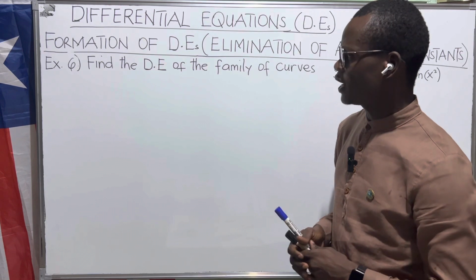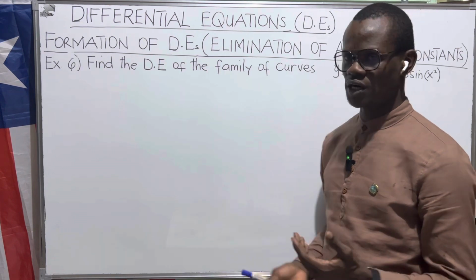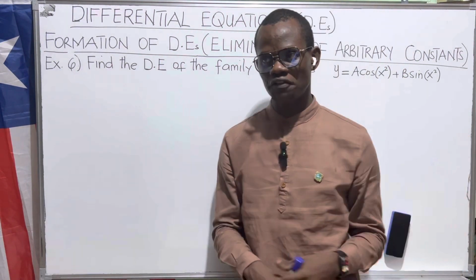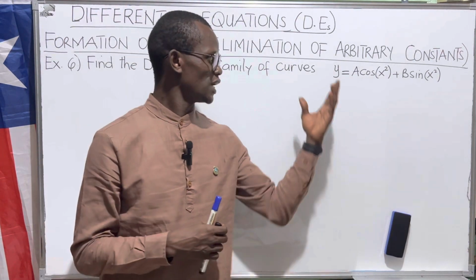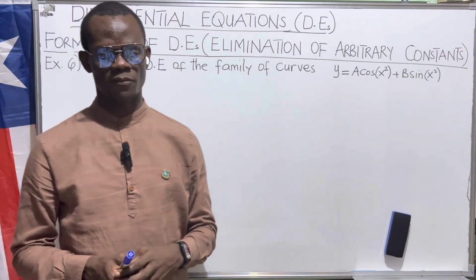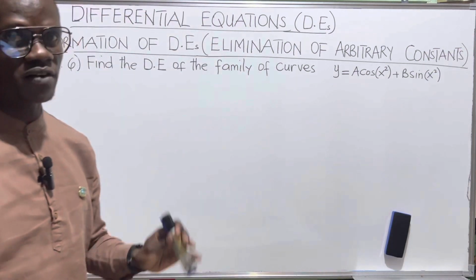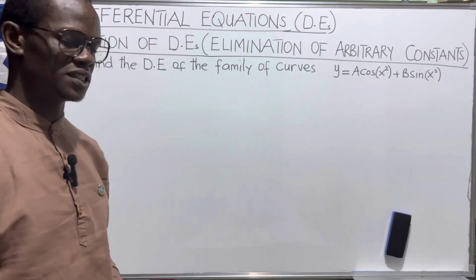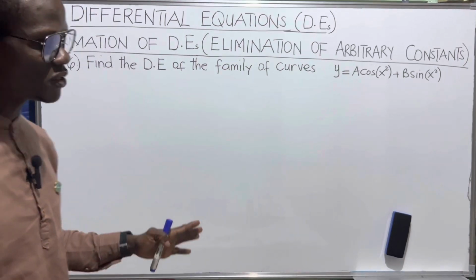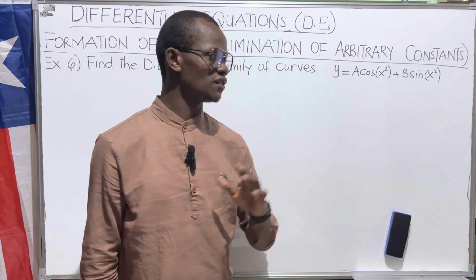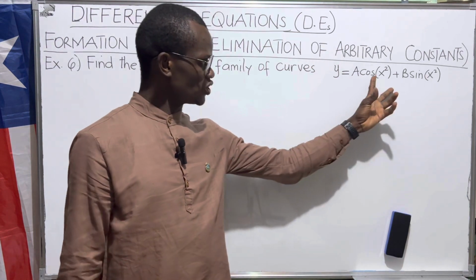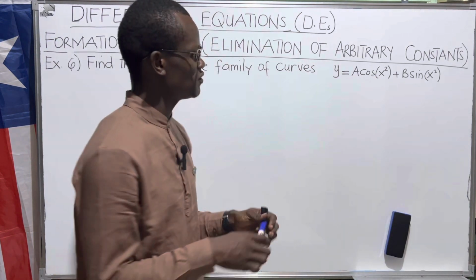We said we should find the differential equation of the family of curves given by the equation y equals a cos of x squared plus b sine of x squared. It is very easy, please don't panic. The first thing we need to identify is how many arbitrary constants we have within the equation. From the equation, we notice that we have 2 arbitrary constants.